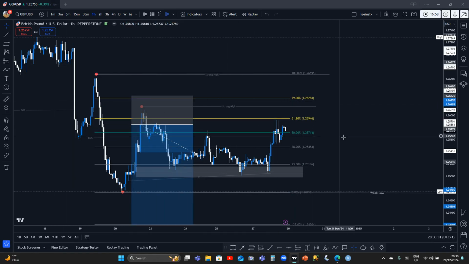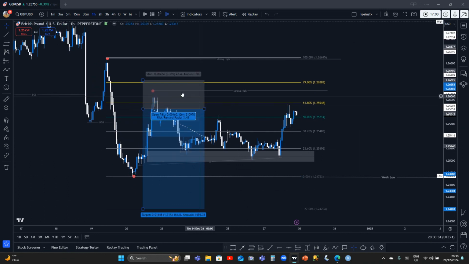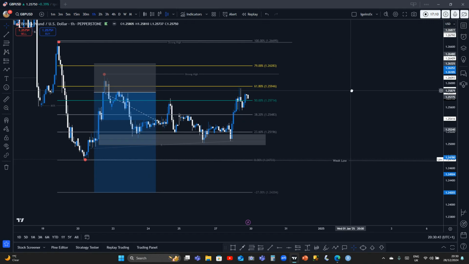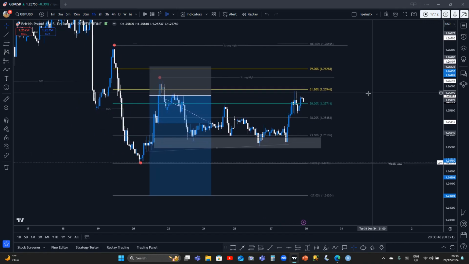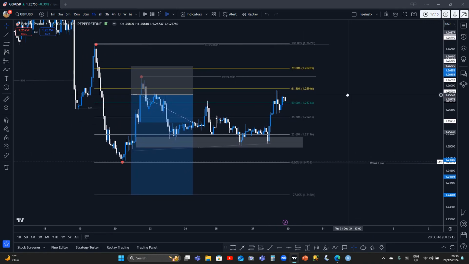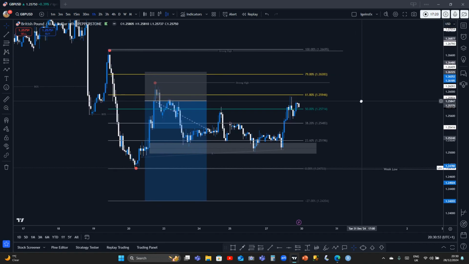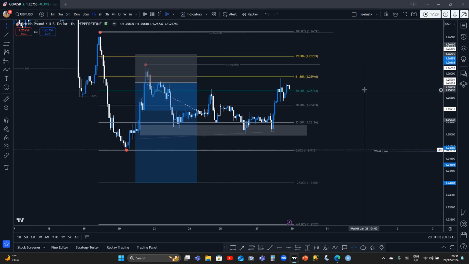We now say change of character. But wherefore price is still trading below this strong high, just know that we are still on the current trend. The trend has not changed. All right, so we are bearish. We are still very much bearish on GU, even though you see this movement to the upside. All right, so let's just watch out and keep our fingers crossed.